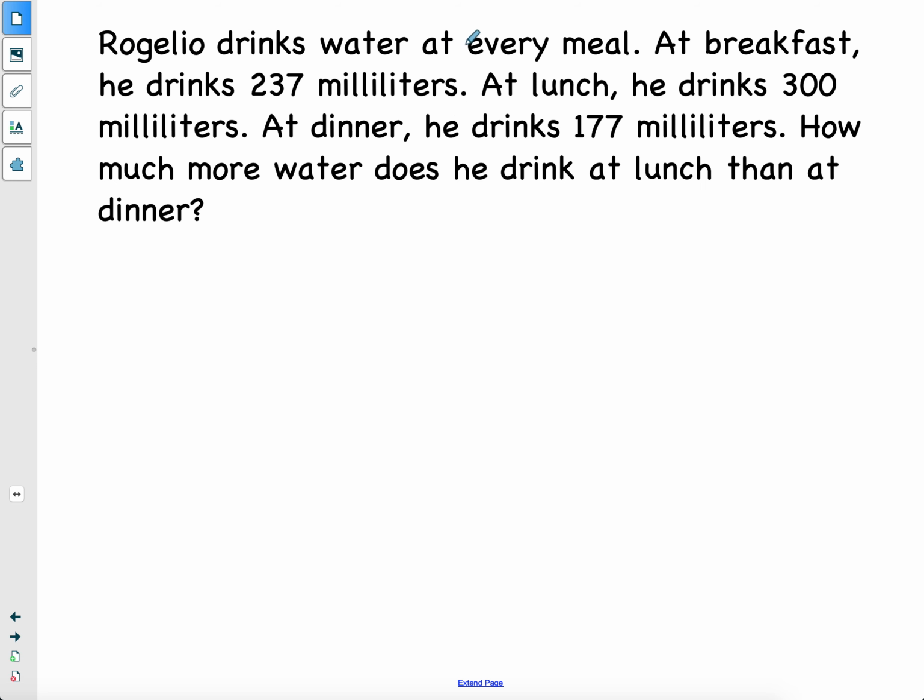Rogelio drinks water at every meal. At breakfast, he drinks 237 milliliters. At lunch, he drinks 300 milliliters. At dinner, he drinks 177 milliliters. How much more water does he drink at lunch than at dinner?